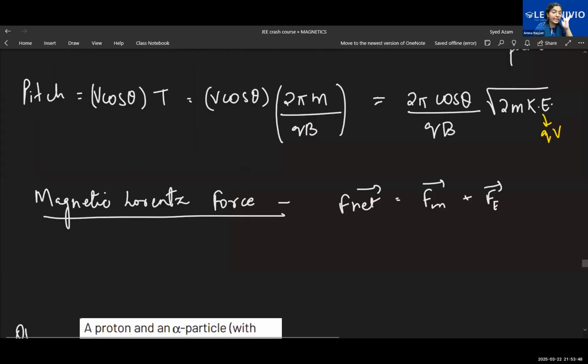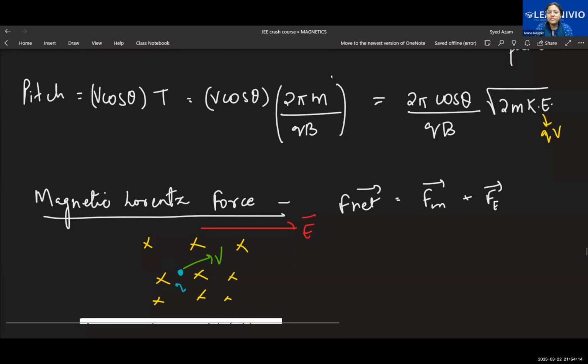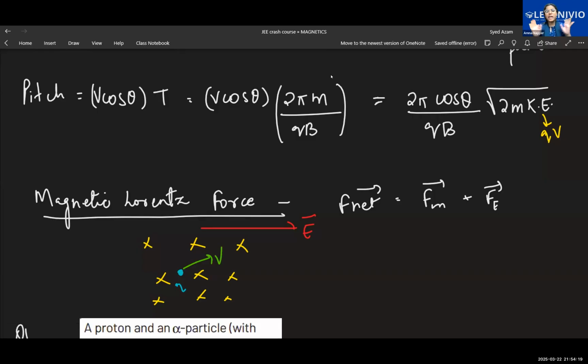Last part, the Lorentz force. See, till now we were talking about charges and magnetic fields being present. But what if an electric field is also present, besides the magnetic field, and the charged particle is moving with some velocity? So we take into account the electric force and the magnetic force also, and we add them. That's it, what you need to remember.